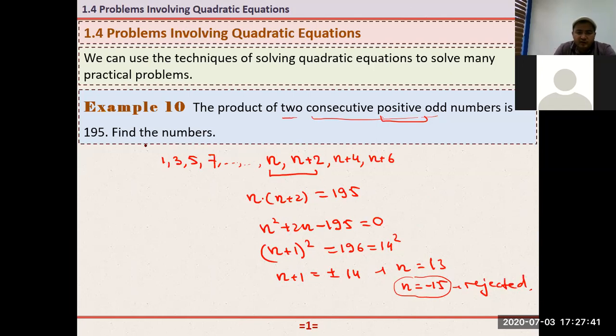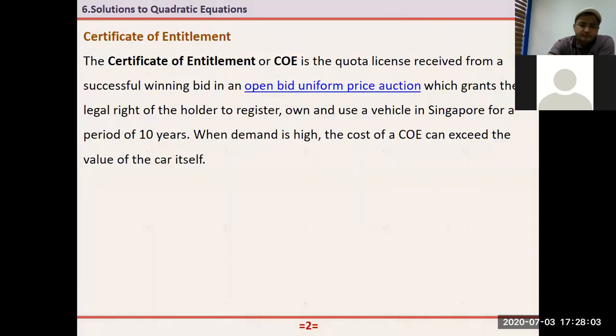So we have to find the two numbers. So then, dots, dots, dots. If n equals 13, that is the first number. The second number should be 15. So those two numbers are 13 and 15. Okay? That is one example of problems that involve quadratic equations. Let's see another problem.